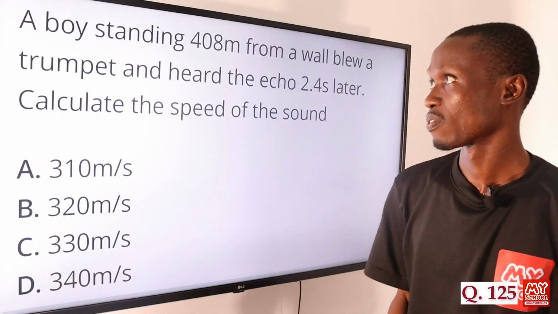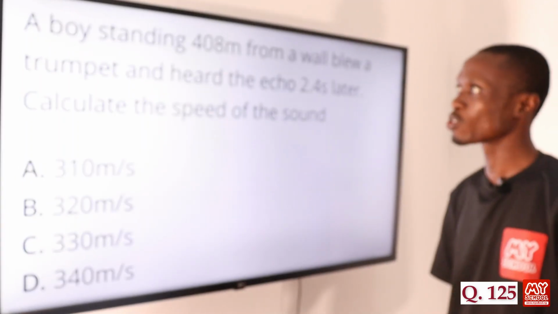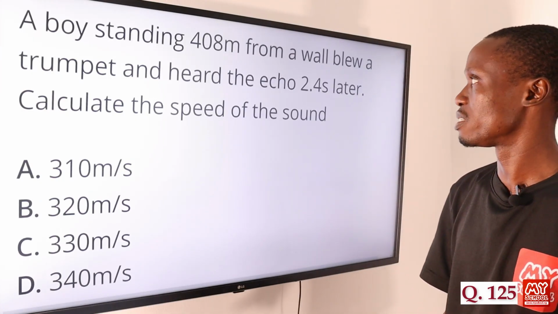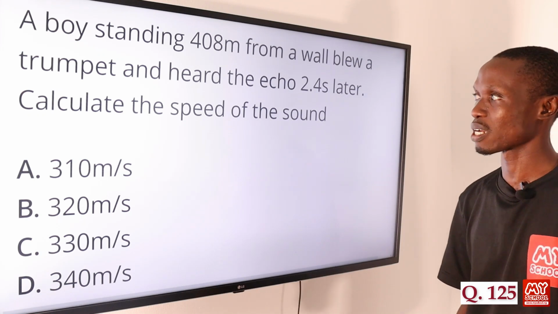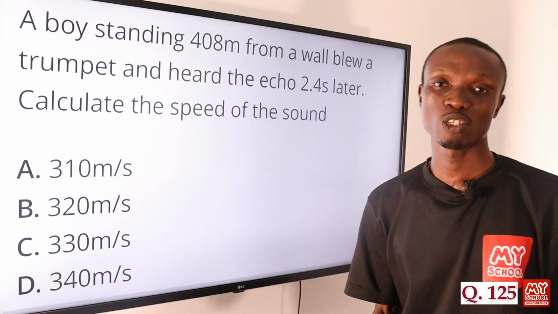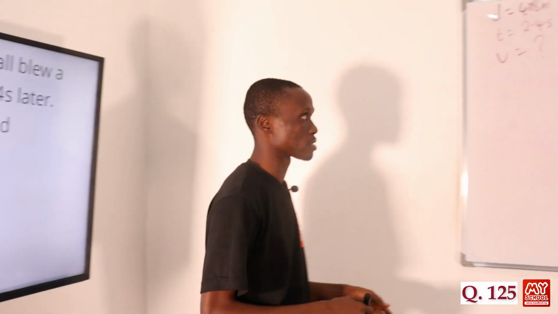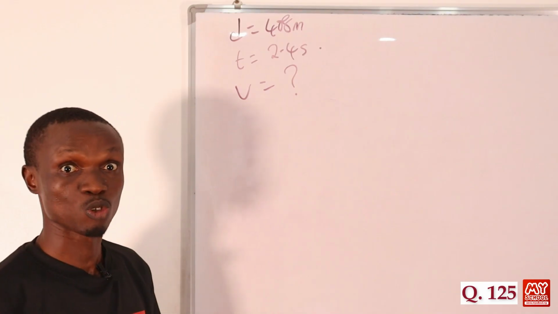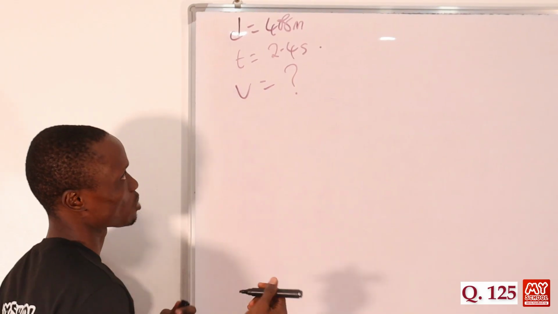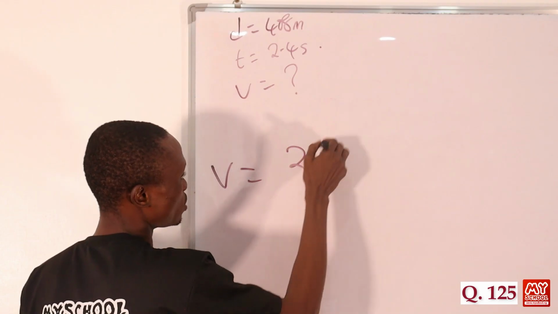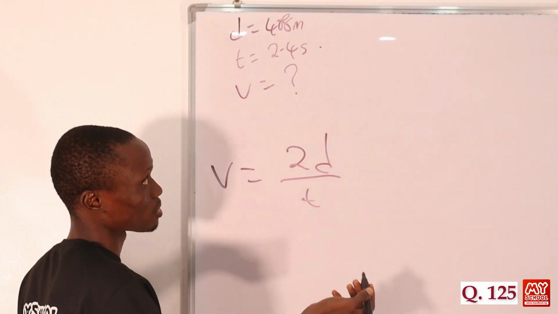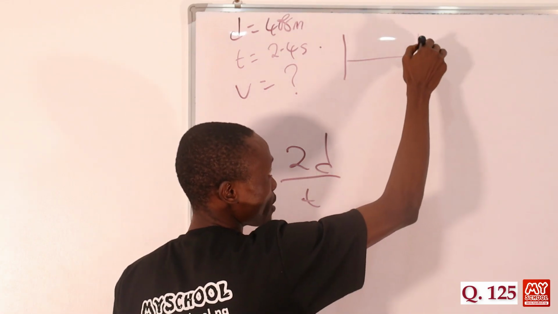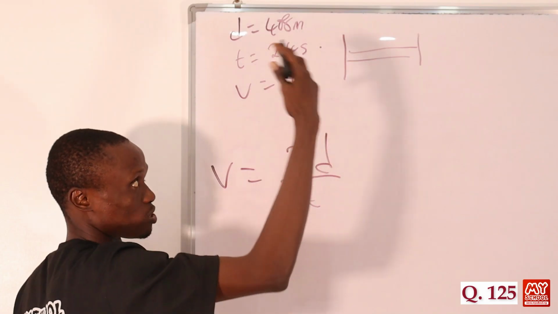Question 125. A boy standing 408 meters from a wall blew a trumpet and heard the echo 2.4 seconds later. Calculate the speed of the sound. So let's move over to the board to provide the answer to this question. Now remember that an echo is the sound heard after the source has ceased, right? So to calculate this, you use V is equal to 2D all over T. Or you can think of it this way, that the sound actually moved from the source to the wall and then back to the source.